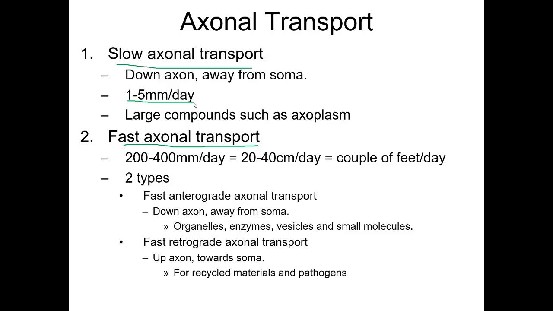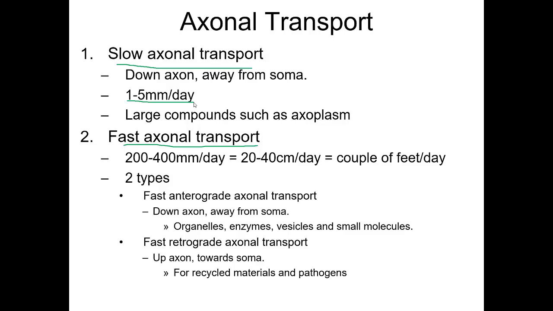Fast axonal transport cannot afford to happen that slowly. It happens about 200 to 400 millimeters per day. And it's meant for damaged organelles, proteins, enzymes, pathogens. And this method of transport can happen both ways. It can happen from the cell body towards the synaptic end bulb, and it can happen from the synaptic end bulb back towards the cell body.